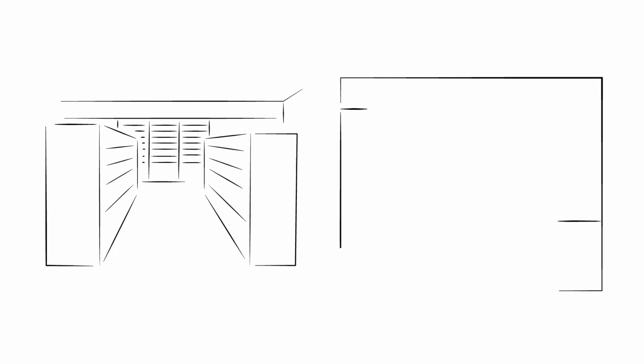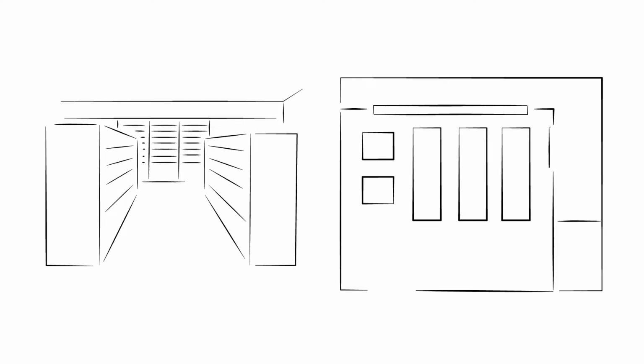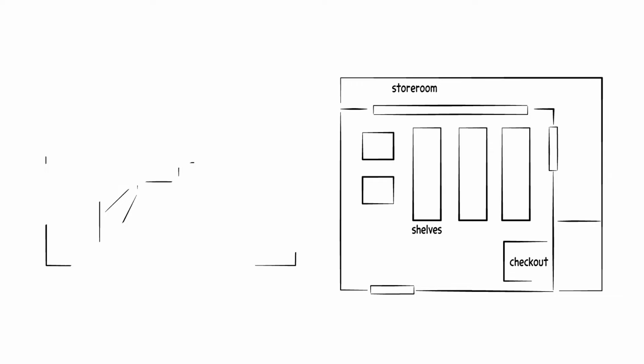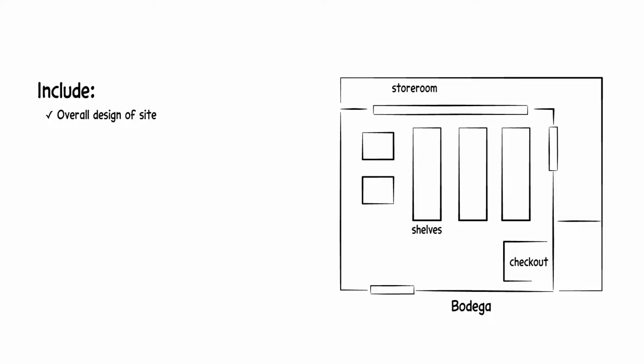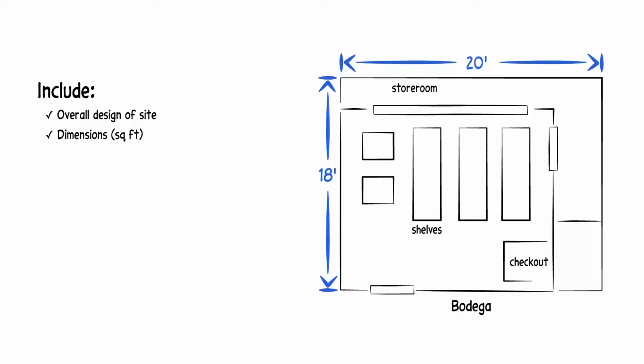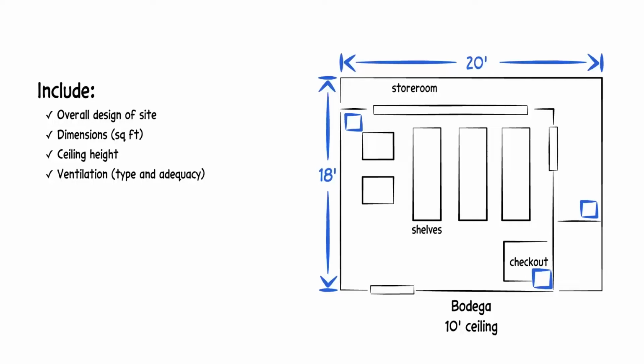Diagrams can also help you recall a site when you return from the field or, if necessary, at a later date. This sort of visual representation is also useful for decision-making with a supervisor who is not on site with you. In your diagram or drawing, consider your observations of the overall design of the exposure site: dimensions expressed in square feet, ceiling height, ventilation type and adequacy.